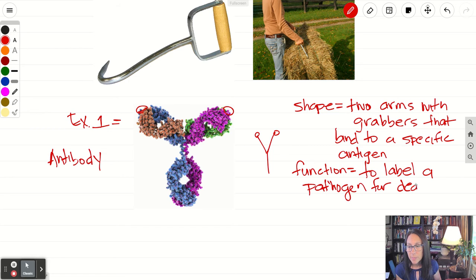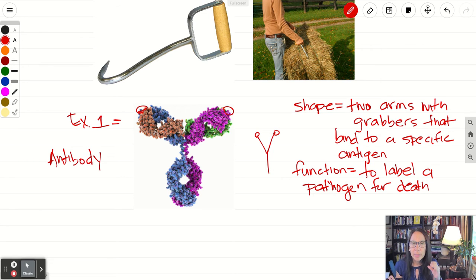Okay? So for example, if you have a bacterial infection, you will have antibodies that will bind to the bacteria. Another cell is going to see antibodies attached to the bacteria and kill the bacteria. So that's how that works. But my point for this is so that you can see that this is a protein, and the protein has a shape, and the shape determines the function. The shape being it has two grabbers, and the function being it's going to stick to things.